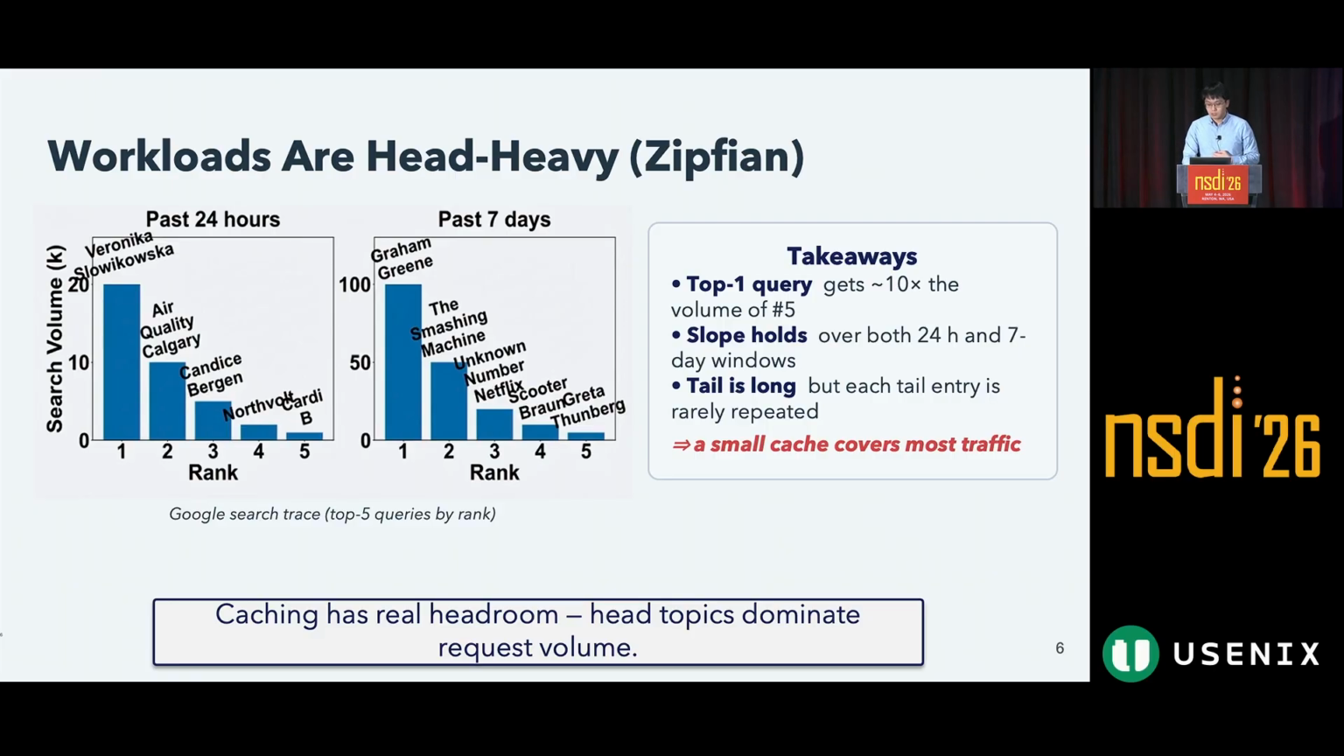Yes. To evaluate whether we can cache it, we use a Google search trace. Currently Google has already integrated AI into their workflow with AI Mode. We look at the query rank versus frequency: the top query gets roughly 10 times the value of rank 5, looking at a 24-hour and 7-day window. The tail is very long, but the tail entries are very repeated. In other words, a small cache covers most of the traffic. It's a strong argument for caching.